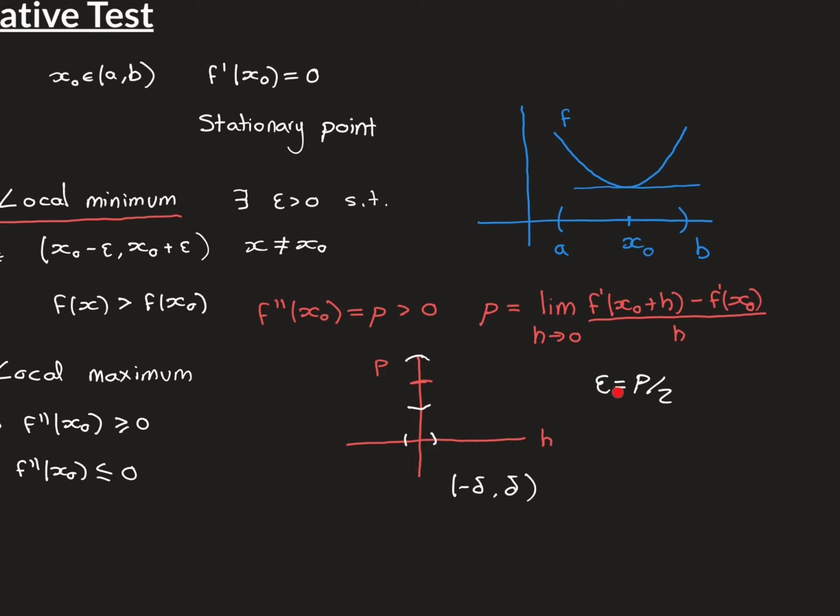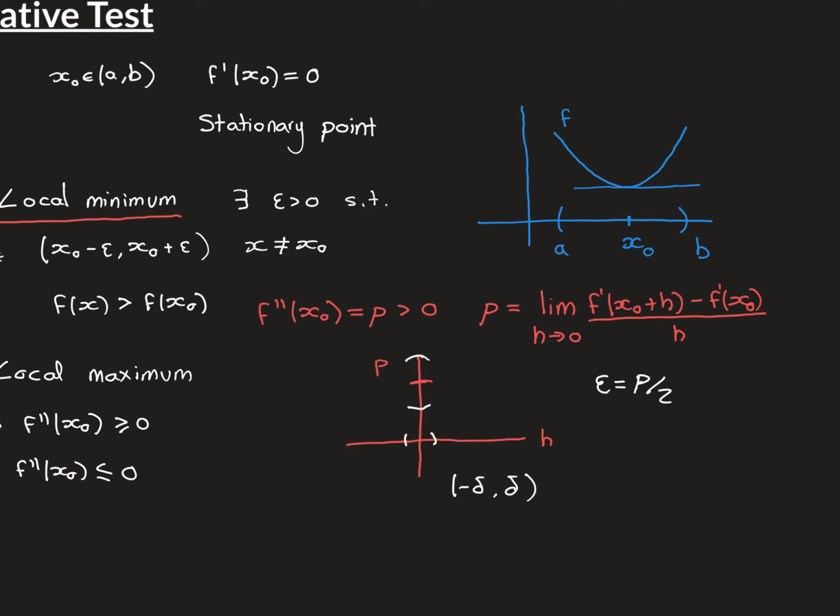So that's why I'm going to take epsilon equal to p over 2, and I've drawn on this p over 2 size interval around p here in white. And from the fact that this limit exists, I know that there must exist a delta interval around h equal to 0, and I've drawn that here, so an interval from minus delta to delta, such that all the points inside there, apart from 0, are mapped into this interval here of radius p over 2.